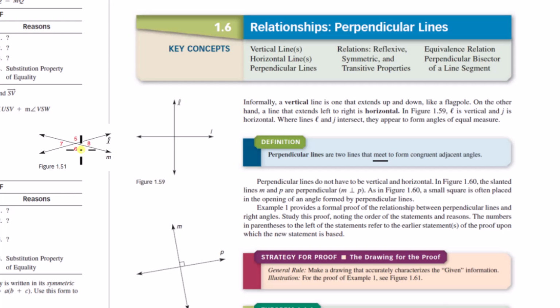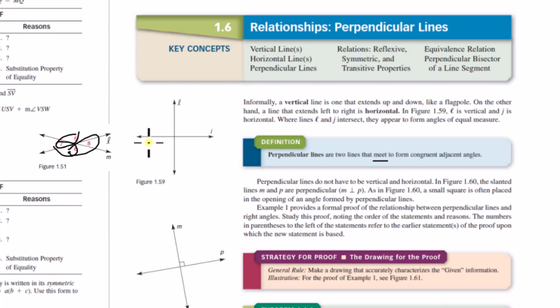Now, for the case of an intersection where the adjacent angles are congruent, that's the meaning of perpendicular. Okay, so it means angle 5 would be congruent to angle 7, angle 7 would be congruent to angle 6, angle 6 would be congruent to angle 8, etc.